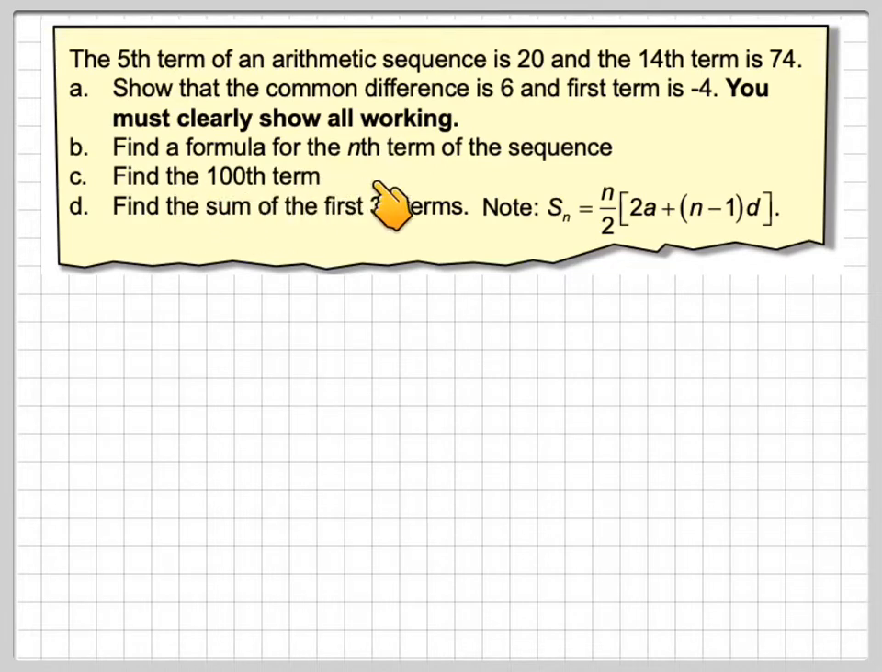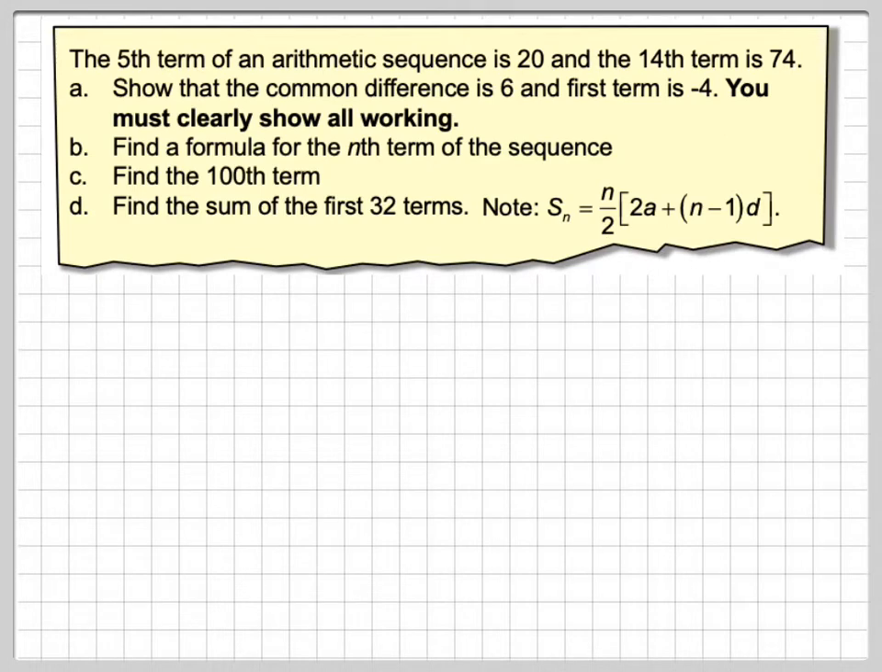Find a formula for the nth term of the sequence, find the 100th term, and find the sum of the first 32 terms. Note Sn is n over 2, 2a plus n minus 1 times d. This formula is given to you in IGCSE.